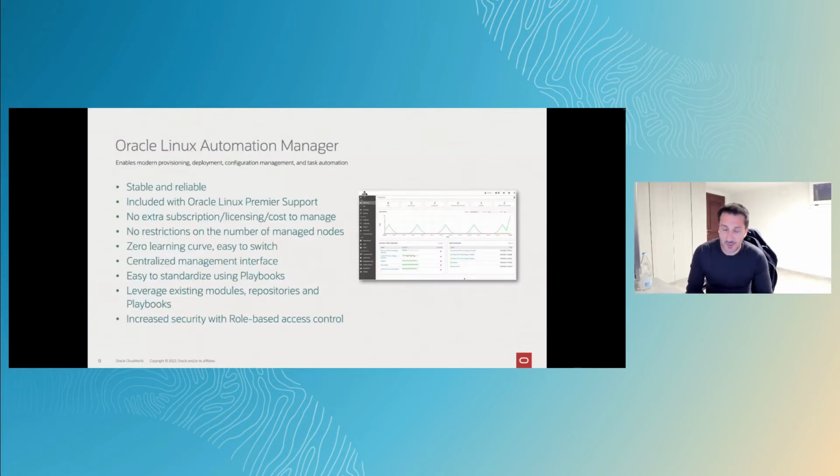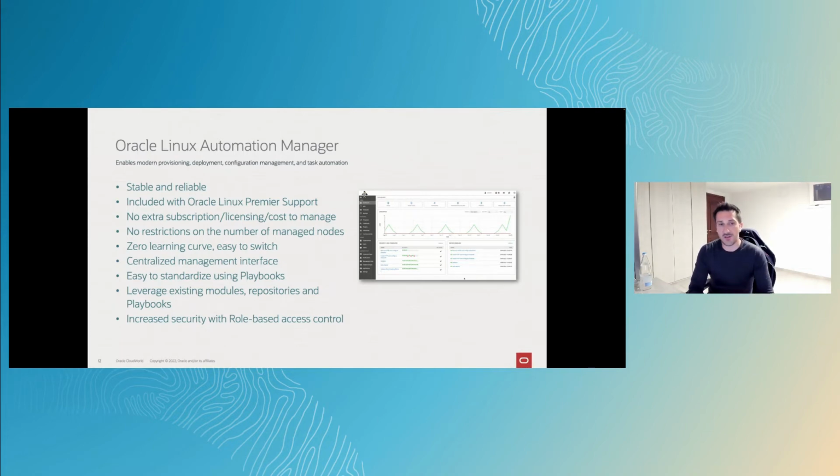Yeah, and so to recap on the Oracle Linux Automation Manager solution, it's stable and reliable. It's been there for many years in the open source community, and it's today part of Oracle Linux and included with the Oracle Linux Premier support, so officially supported by Oracle. There's no extra subscription or licensing or cost to get access and get the support for this solution. There's no real restriction on the number of managed nodes, so the number of nodes that you're going to manage with Oracle Linux Automation Manager.